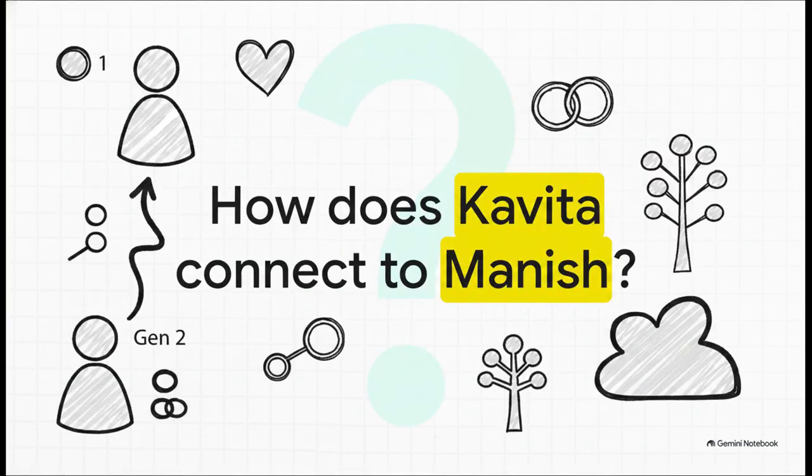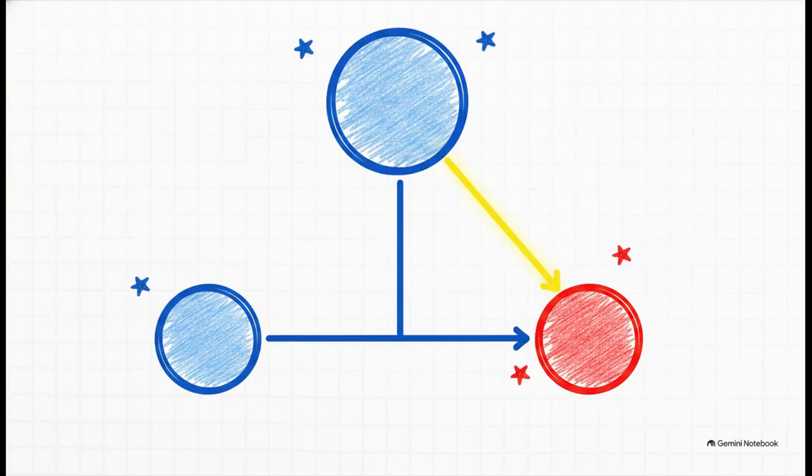So let's ask the final question for this second case. How does Kavita connect to Manish? Look at Generation 2 to find Kavita. Look at Generation 1 to find Manish. Trace that line between them. The answer, once again, is Bahu, or daughter-in-law. The answer is exactly the same as the previous puzzle.